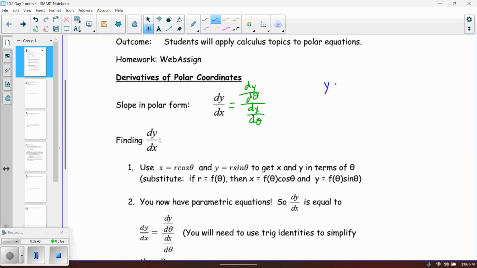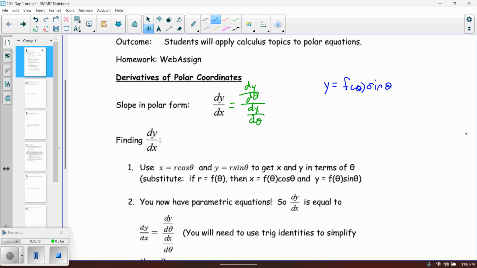y we know to be r sine of theta. But r is another way of saying f of theta, very much just like if you said y equals some function of x, y and f of x are usually kind of synonymous. Well, in this case, we're going to say y equals r sine theta, but instead of saying r, we're going to say f of theta, and then it's sine theta.